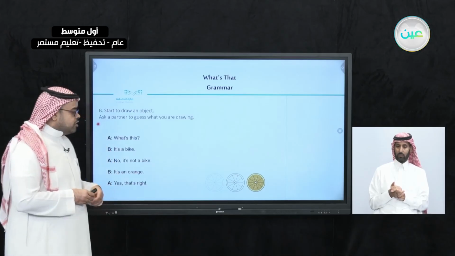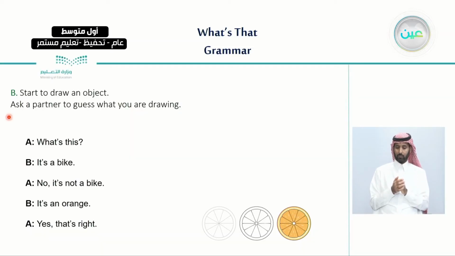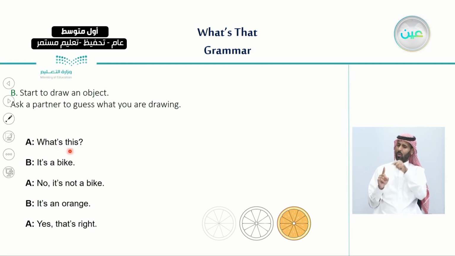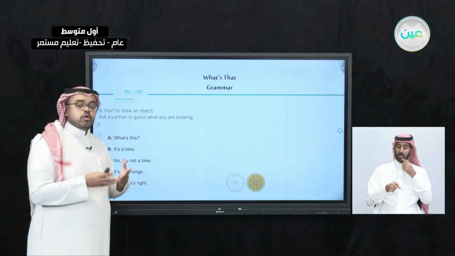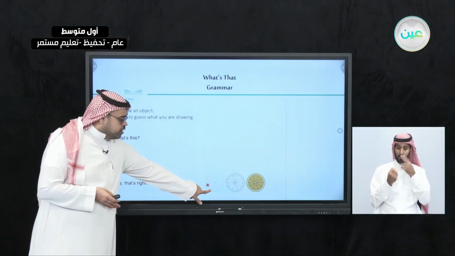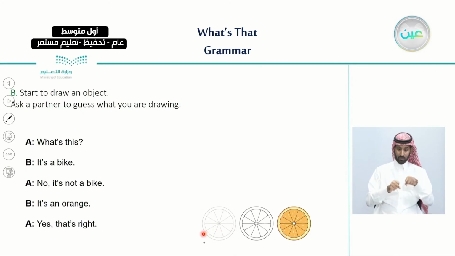So as we can see here in this example, we have two people. One of them was drawing circles, as you can see here. So when he asked his partner, what is this? He says, it's a bike. So he said, it's not a bike, it is an orange. So in the beginning, he thought that he was drawing a bicycle. But when he finished, he discovered that he was painting an orange.